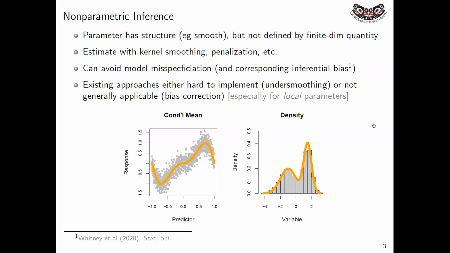So there are some approaches out there for inference for function valued parameters, but these approaches are either not easy to implement. For example, they require some undersmoothing that is hard to tune, or they're not generally applicable. We have some bias correction approaches for some problems, but there's not a general recipe out there for how we could do this. And this is especially, I put this in gray, it's a longer discussion, but this is generally true for local parameters of the distribution. So for example, density is a local parameter, whereas if you think about CDF as easy, or conditional mean becomes a local parameter.